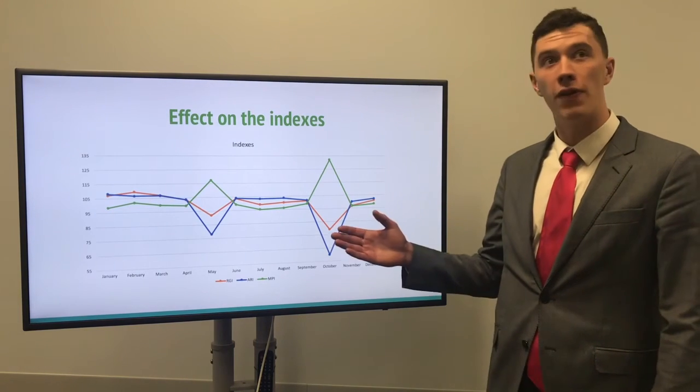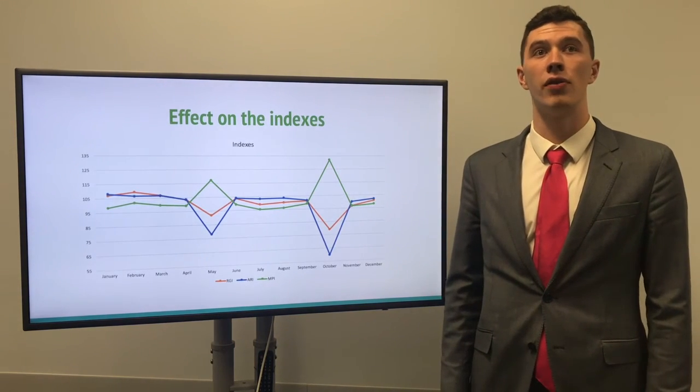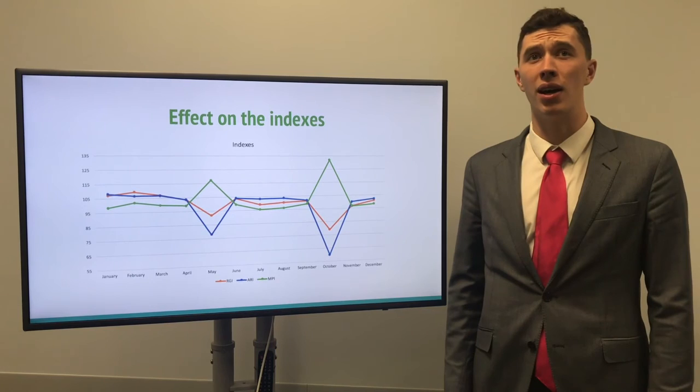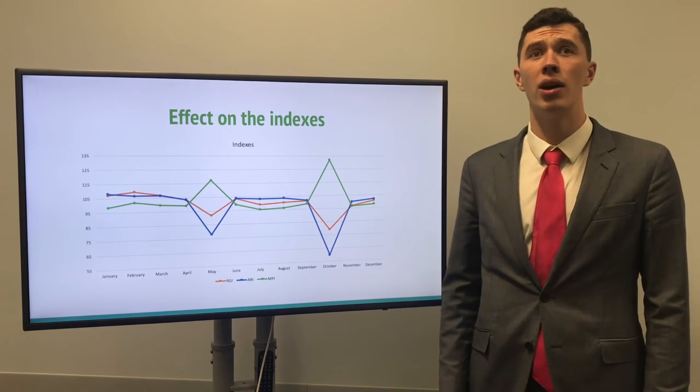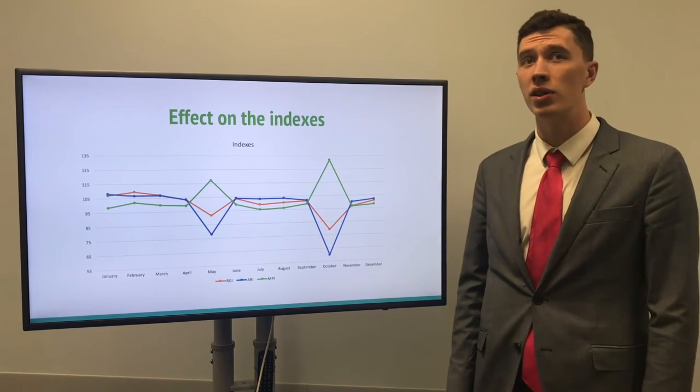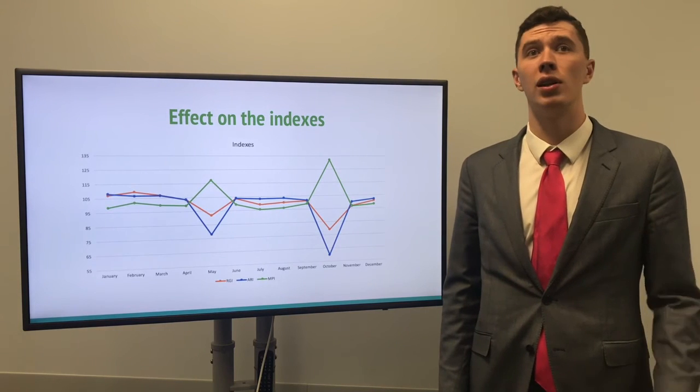Here we can see the effect our error had on the indexes of October. Our occupancy was incredibly high due to the low rate, and our ADR and RevPAR indexes were incredibly low, of course due to the low rate.